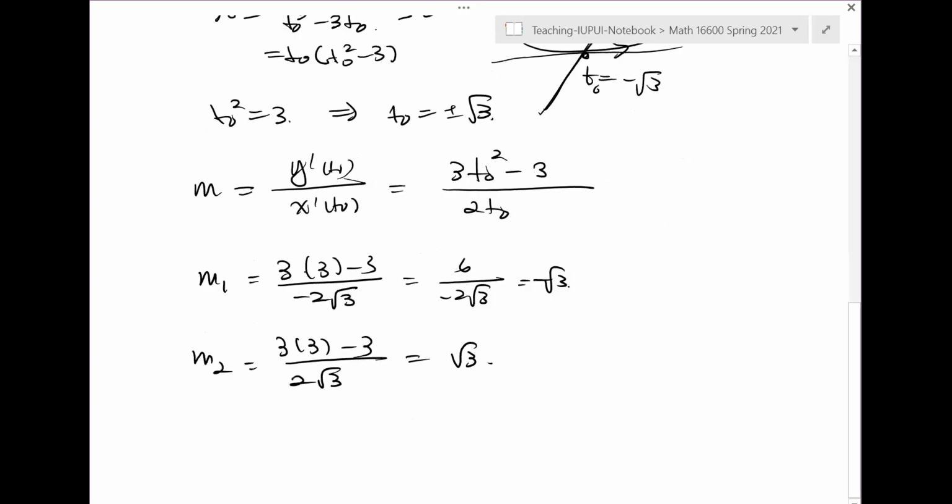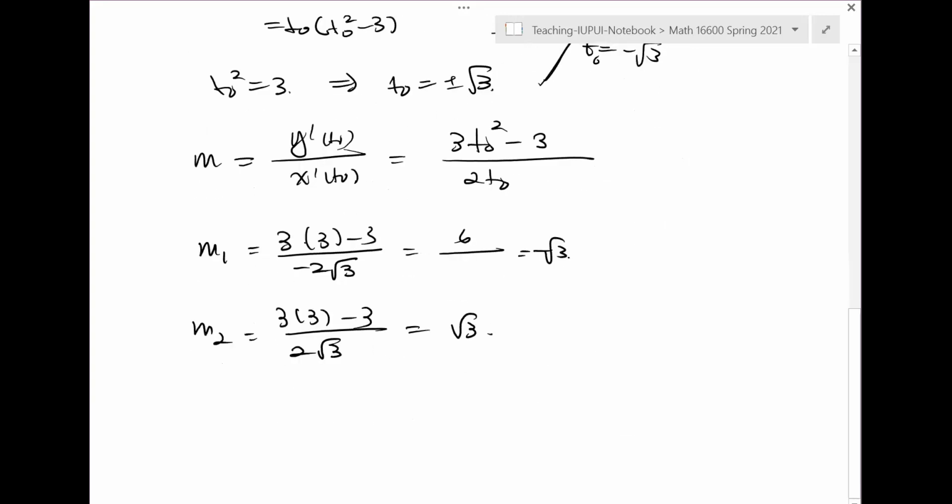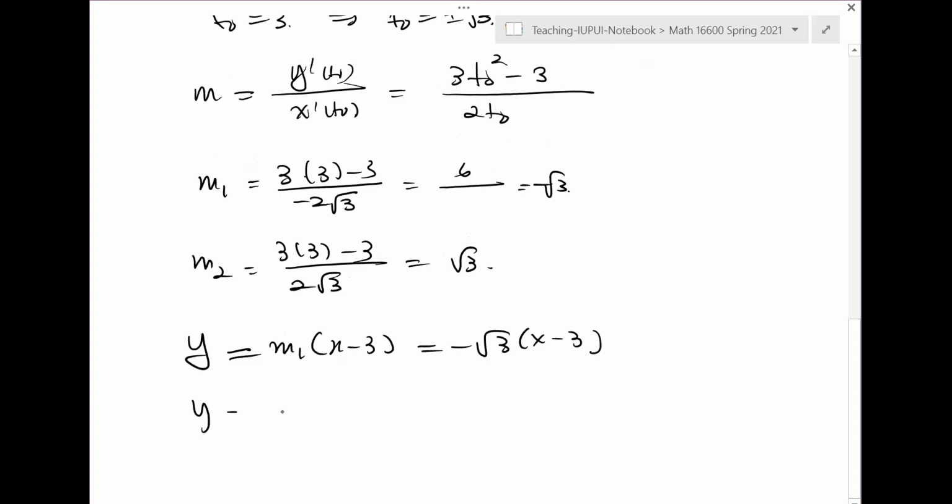So you have two slopes because you have two tangent lines. The first one is y minus 0 equals m1 times (x minus 3), which is y equals negative square root 3 times (x minus 3). The other one is y equals m2 times (x minus 3). Okay, so there are two tangent lines there.